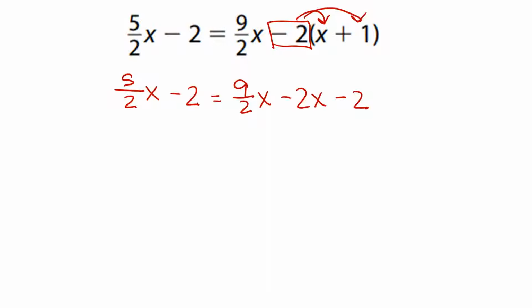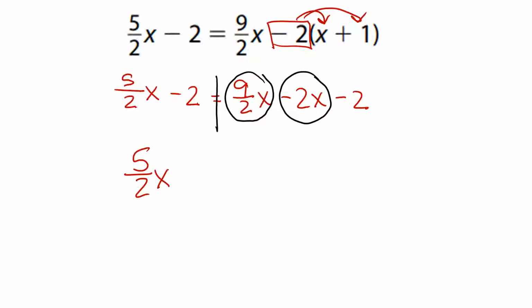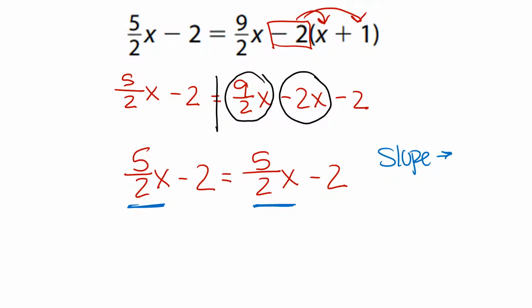When we combine our like terms, we can go ahead and combine the 9 over 2x minus 2x because they're on the same side. 9 over 2 minus 2 is going to give us 5 over 2. Bring down 5 over 2x minus 2. That gave us 5 over 2x minus 2. You can look and see 5 over 2x, 5 over 2x. The slope is the same.